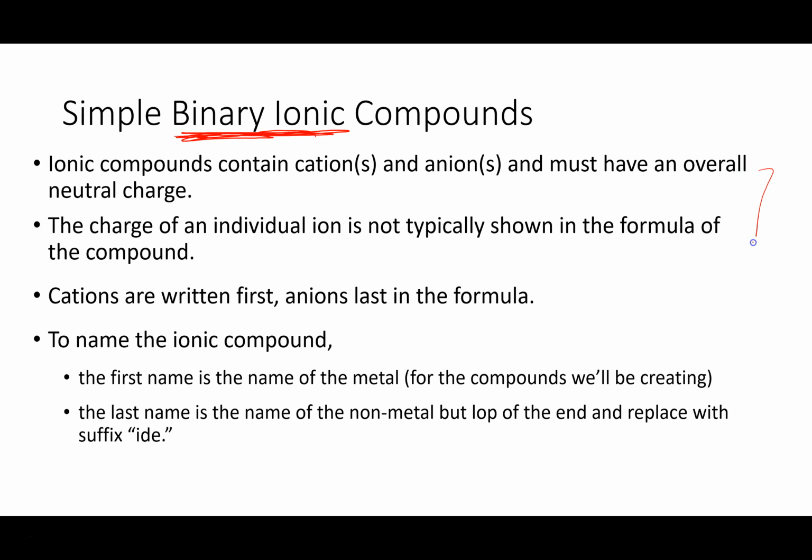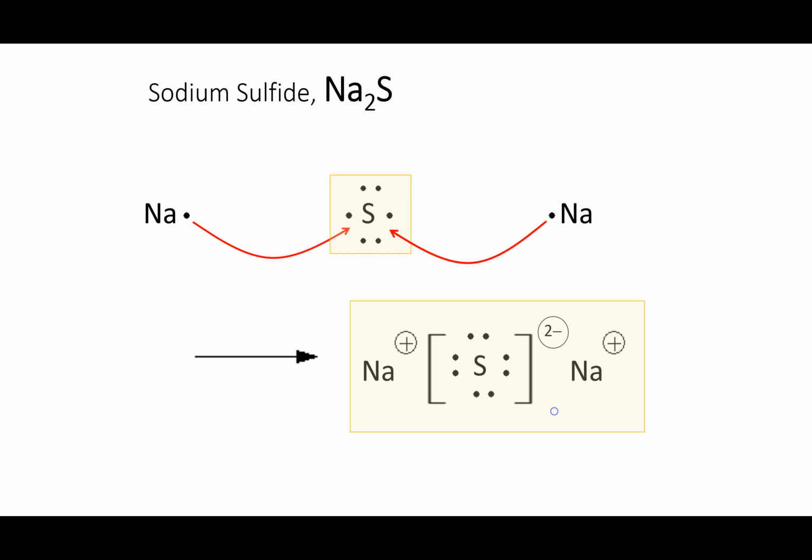And then the next thing you need to be able to do is to name the ionic compound. The first name will be the name of the metal, and I think it will be a 1A, 2A, or 3A metal, so that's good. And then for your nonmetal part, you're going to lop off the end and end in IDE. Like oxygen will become oxide, phosphorus will become phosphide, so IDE is the end.